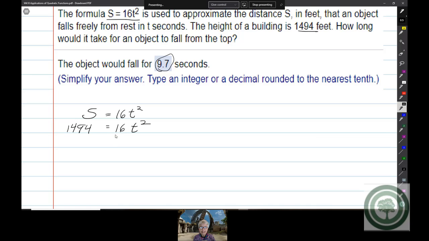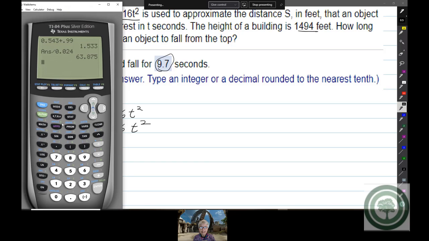Okay, I am going to divide by 16. I bet 16 will go into 1494, but it doesn't. However, notice that's a terminating decimal. It just ends there. So we've got ourselves an exact answer. 93.375. I did not need to round it. So we're dealing with an exact number.